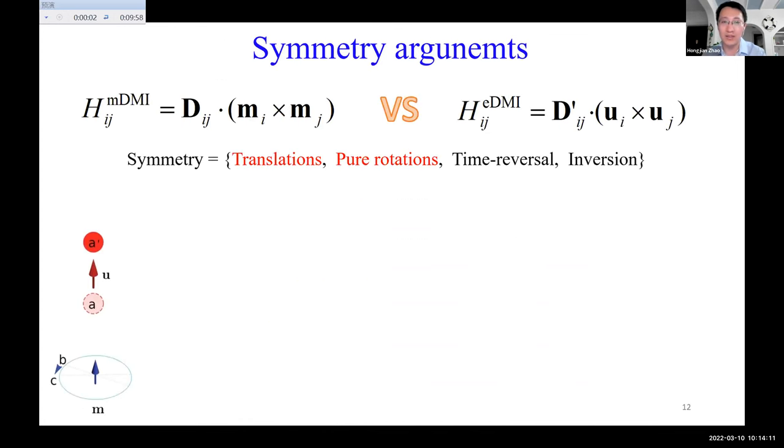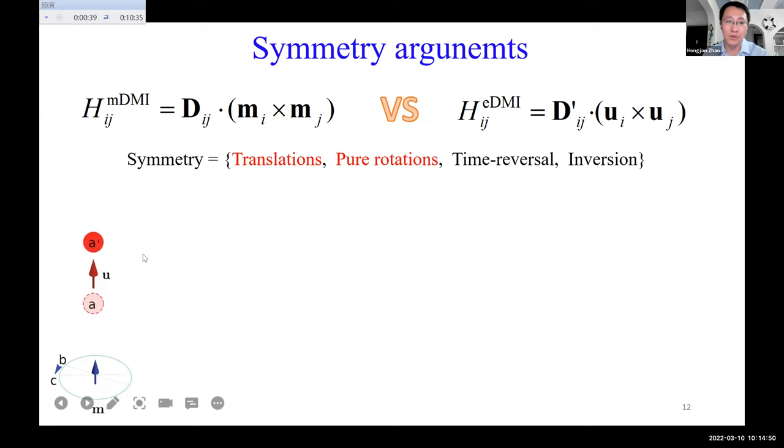To argue that, let's do some symmetry analysis. In principle, we will argue that if the left formula for the magnetic DMI exists, then you will define a similar formula characterizing the electric DMI. By symmetry, we have reached this conclusion. Typically, let's analyze the symmetry. For an arbitrary system, the spatial-time symmetry can be classified into four types: the translations, the pure rotations, the time reversal, and the inversion. Let's look at the first two.